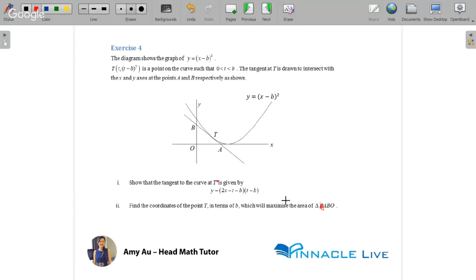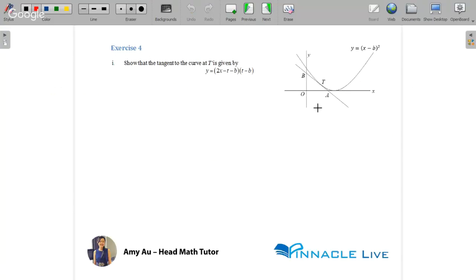The first part is nothing fancy. It's literally just finding the equation of the tangent. So let's do this together. I'm going to label the coordinate first. Don't forget that this is meant to be t minus b squared. If you haven't figured out where that came from, it's just when x is t, you sub that in, you get the y coordinate. Standard steps for finding the tangent. First step, y dash. So y is equal to x minus b squared. Y dash, chain rule. It's just 2 times x minus b.